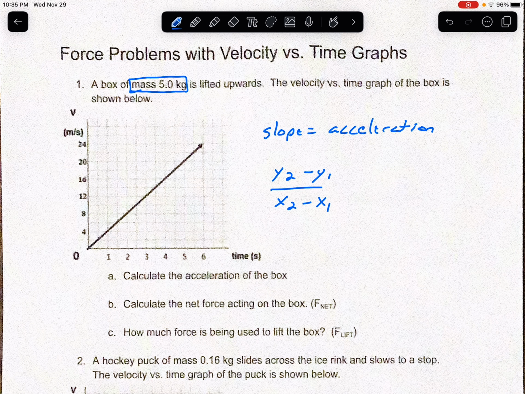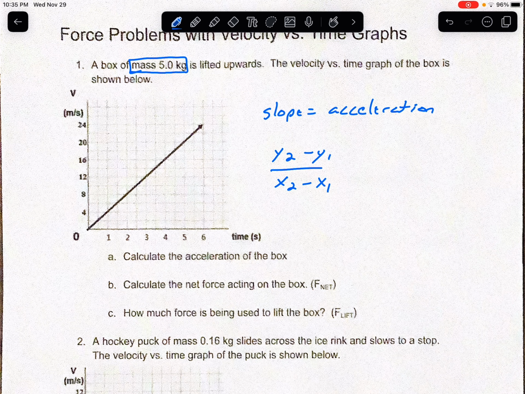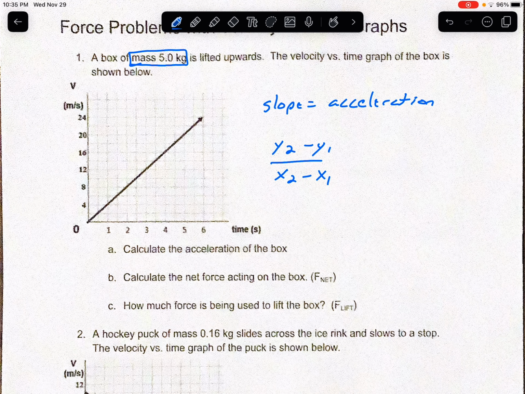A lot of times students will get caught up in the graph, and then all of a sudden they forgot there was actually a value given up here, and then they get stuck. So we have a mass, just don't forget it's there. It says calculate the acceleration of the box. So we're just going to find the slope.